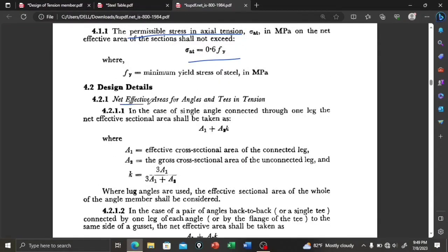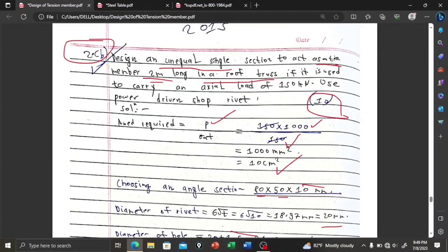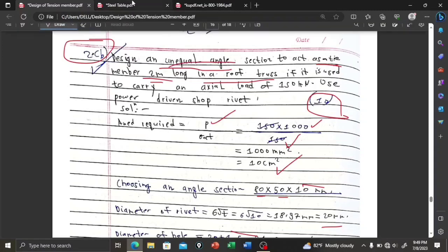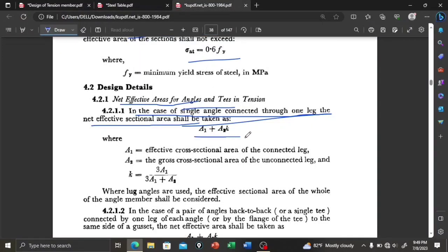In net effective area for angle, in case of single angle connected through one leg, the net effective section area, there is a single angle. So in the question there is only one angle, so for one angle it is A1 plus A2 k.